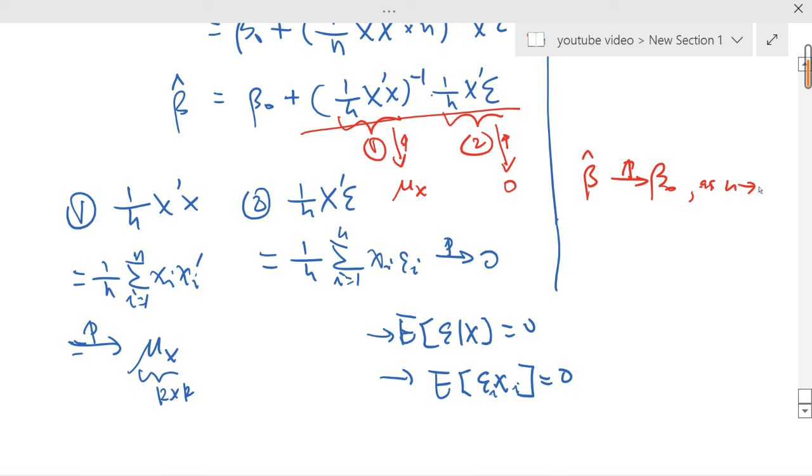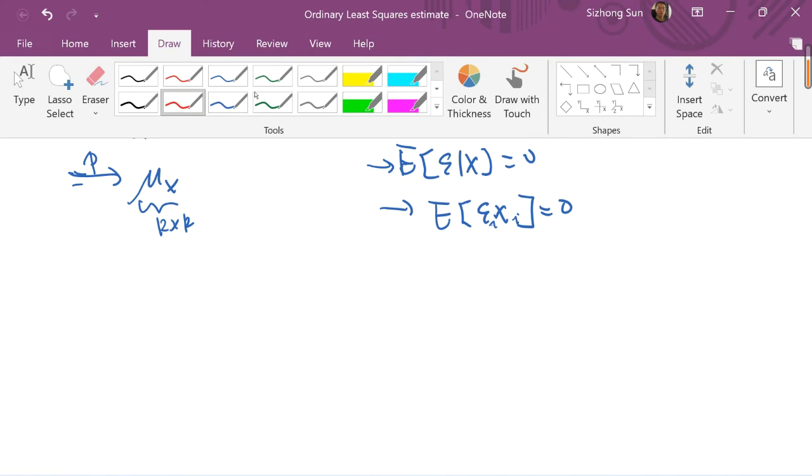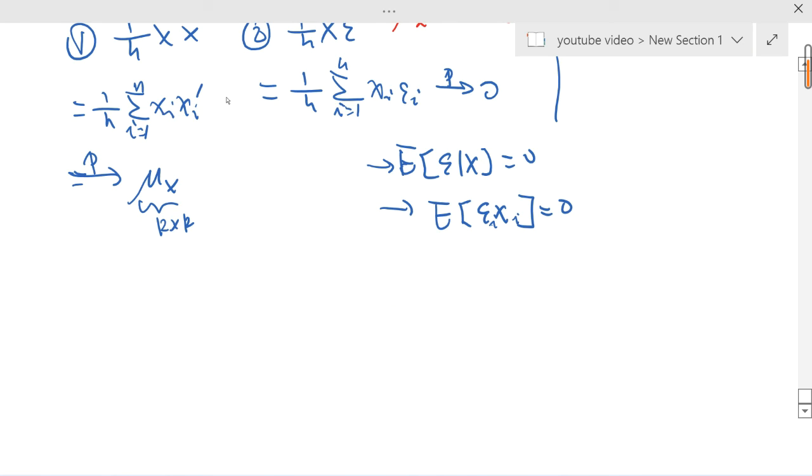As n approaches infinity, indeed, beta hat is a consistent estimator of beta 0. Alright, the next thing we want to look at is, in the limit, what happens to beta hat, which is a vector of random variables. We know that beta hat converges in probability to beta 0, which is not a random variable, but a constant.